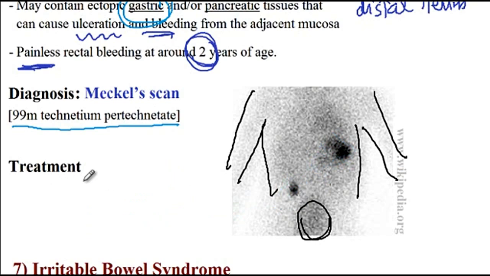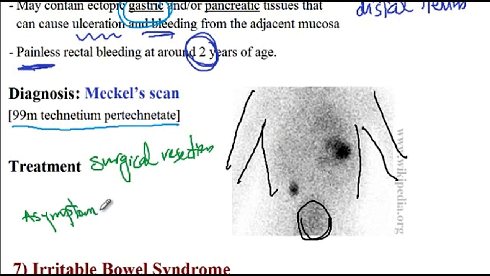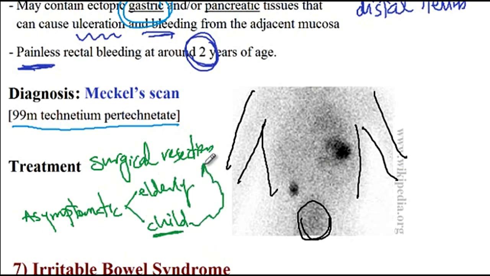And then for the treatment of patients with Meckel's diverticulum, if these patients are symptomatic, then you will have to use surgical resection. On the other hand, if they are asymptomatic, then it depends. If it's an elderly with a lot of comorbidities, then just leave it alone. While if it's a child, since it may cause complications in the future, then you should still proceed with the surgical resection.